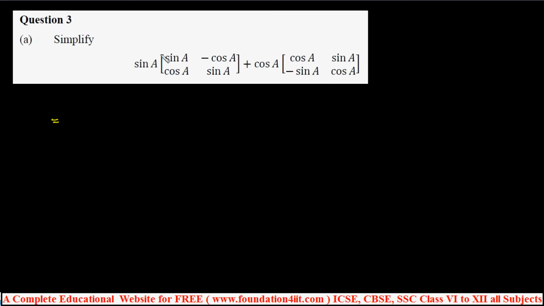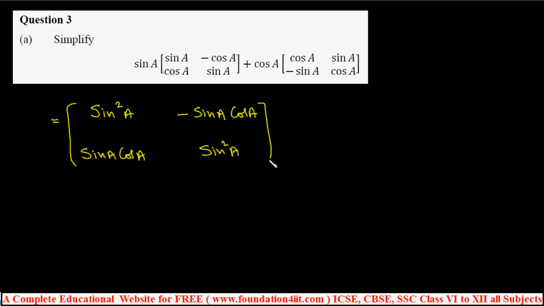Then sin A into sin A is sin square A. Again sin A into minus cos A, so minus sin A cos A. Again sin A into cos A is sin A cos A, and sin A into sin A is sin square A. This is the first matrix. Plus cos A into (cos A, sin A, minus sin A, cos A).